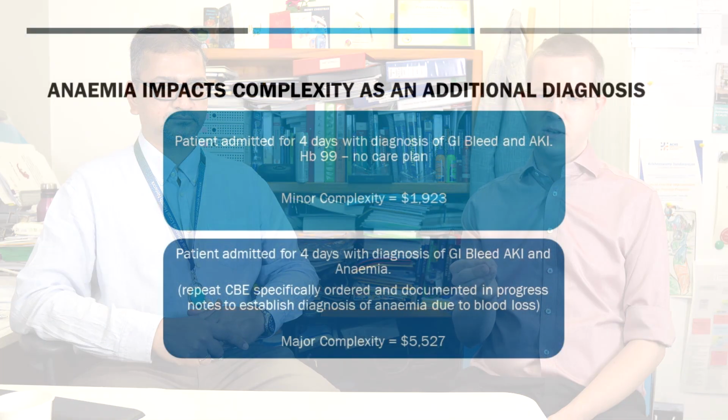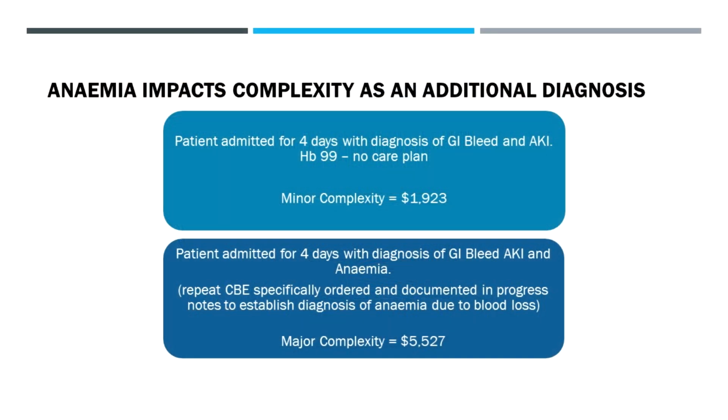And then if you compare that when it says diagnosis of GI bleed, AKI, and anemia, just the addition of the anemia and having something like a repeat CBE to monitor the blood loss will instantly almost triple the funding there up to $5,500. So you can just see how being explicit and specific, going it's anemia due to the GI bleed, and even if you're conservatively managing it, just monitoring the hemoglobin is part of the plan. That's just a very simple way to go.